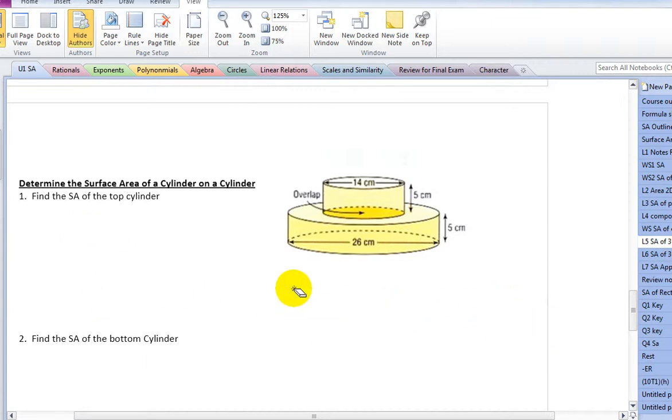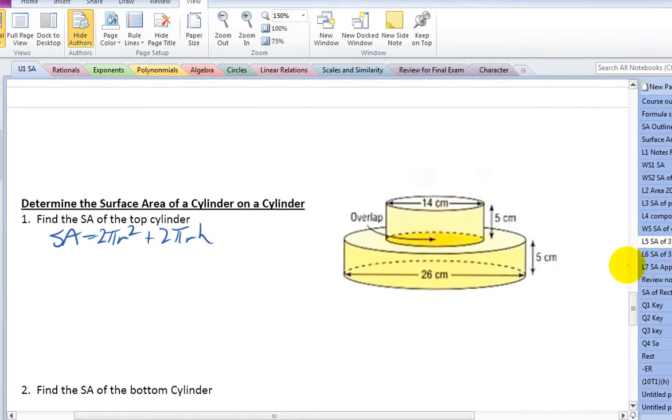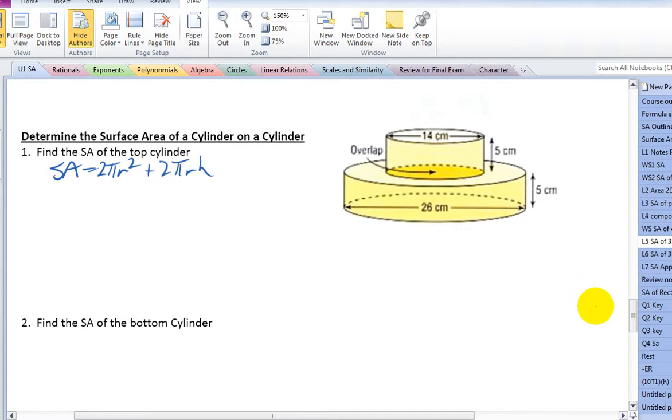All right, so surface area of the top cylinder. Surface area equals 2 pi r squared plus 2 pi r h. Go for it. Find the surface area, please, of that top cylinder. Be careful of the radius and diameter connection. Go.